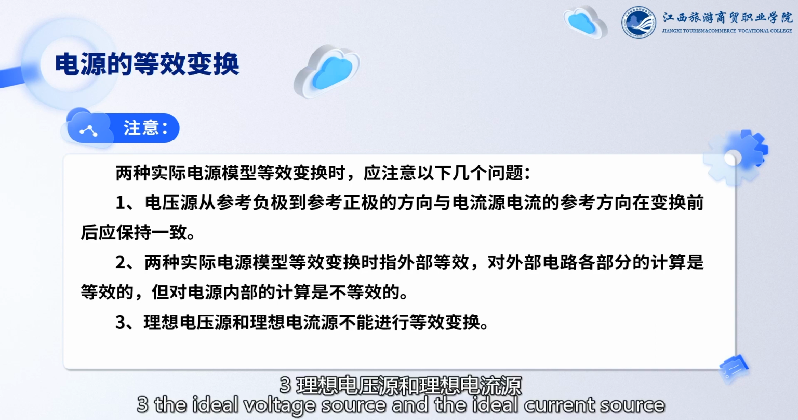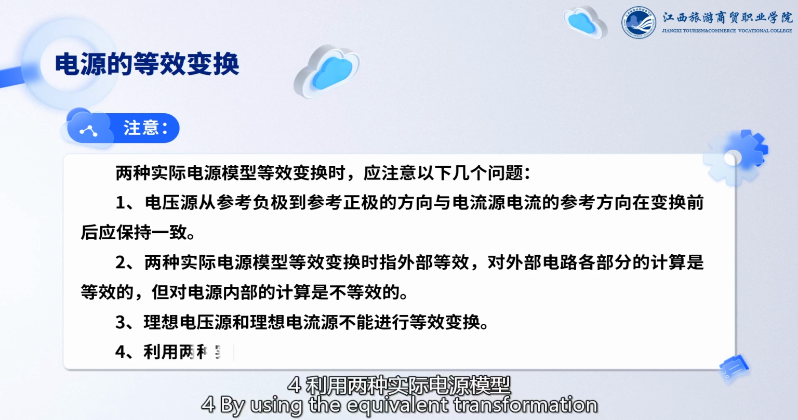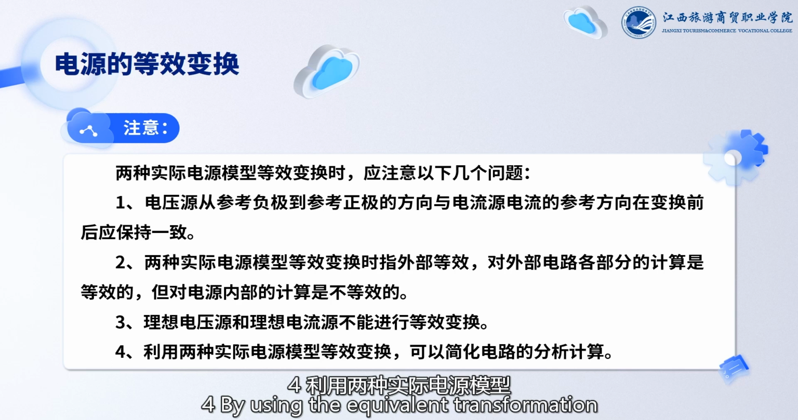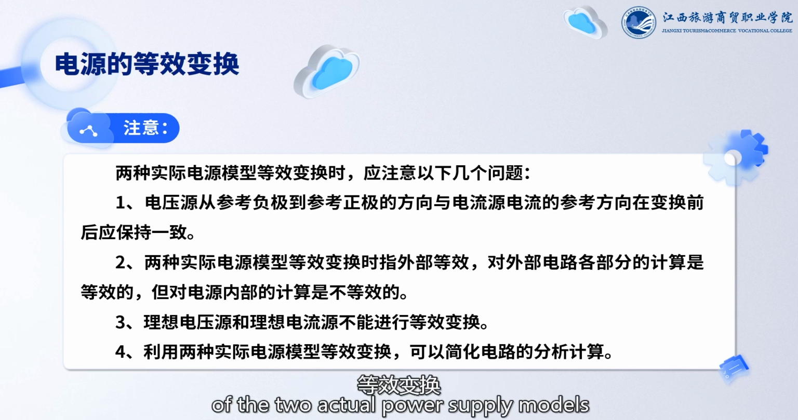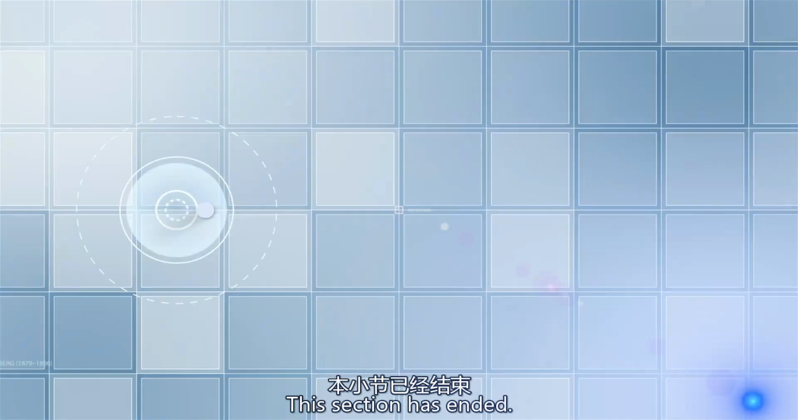3. The ideal voltage source and the ideal current source cannot be transformed equally. 4. By using the equivalent transformation of the two actual power supply models, the analysis and calculation of the circuit can be simplified. This section has ended.